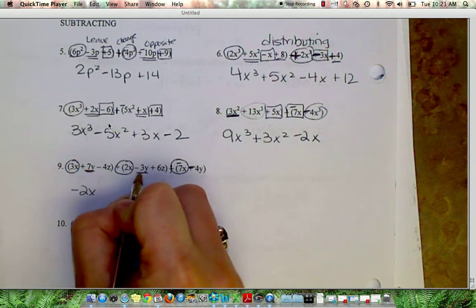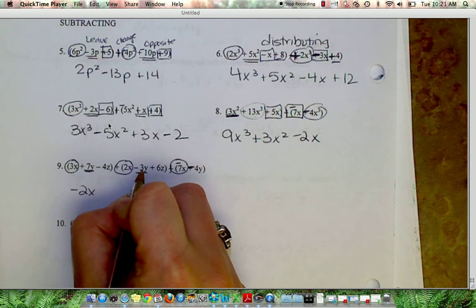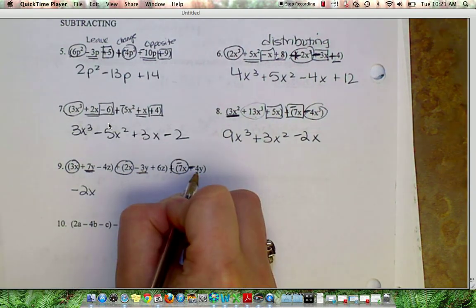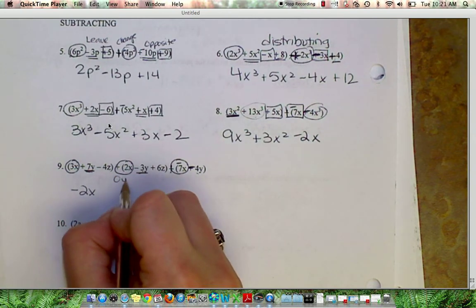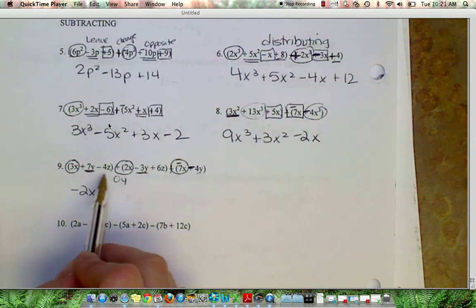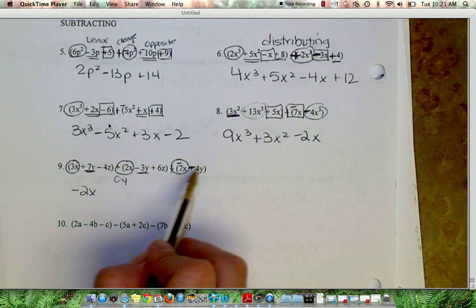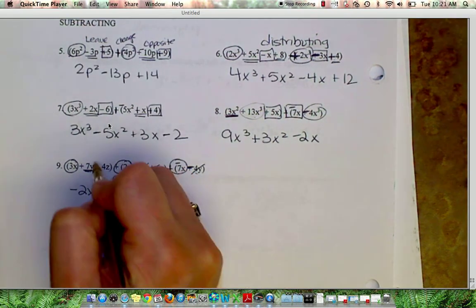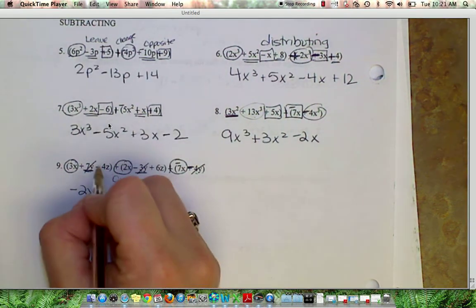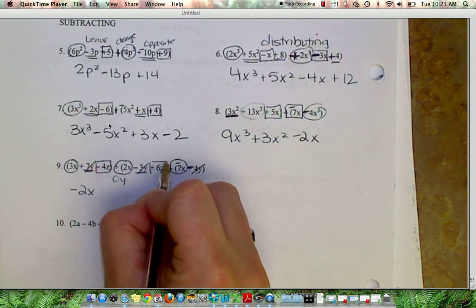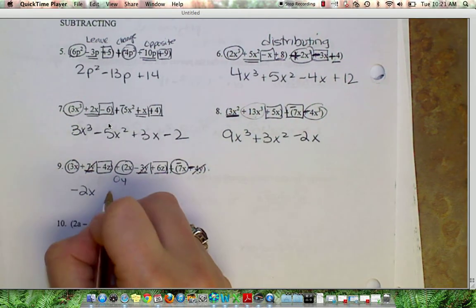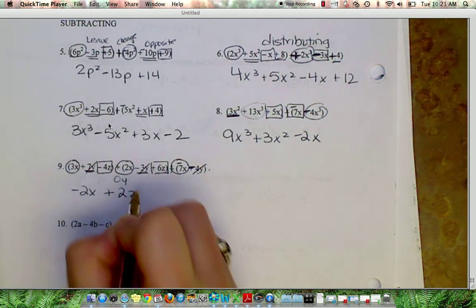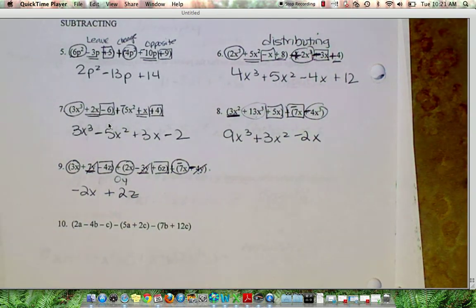7y minus 3y, that'd be 4y, minus 4y means the y's completely drop out. Don't write 0y because you might get confused by that. But we had 4y, we subtracted 4y, so they basically cancel each other out. Negative 4z plus 6z makes 2z, and there's no other z's over here, so it's just plus 2z. So we get negative 2x plus 2z.